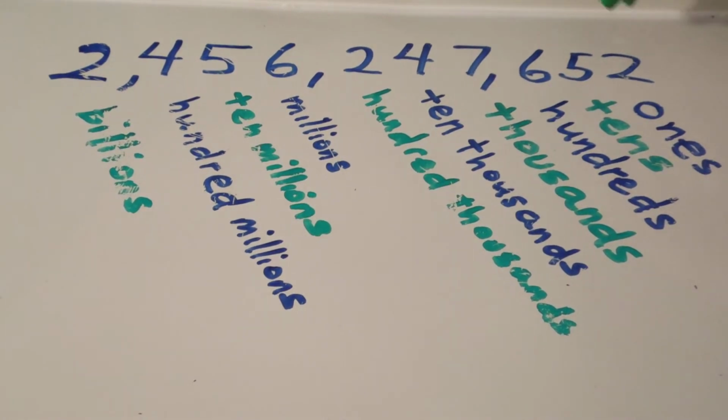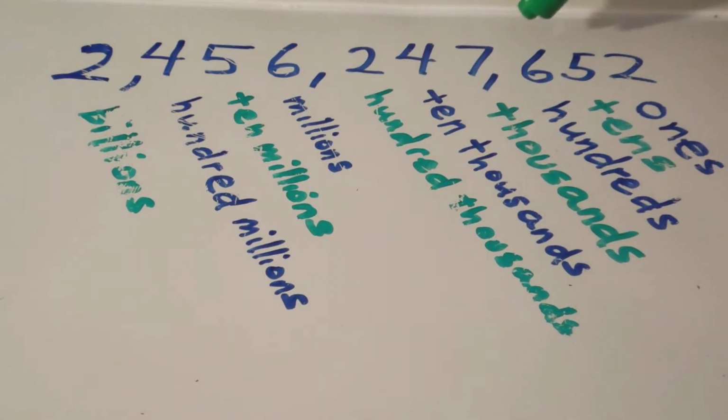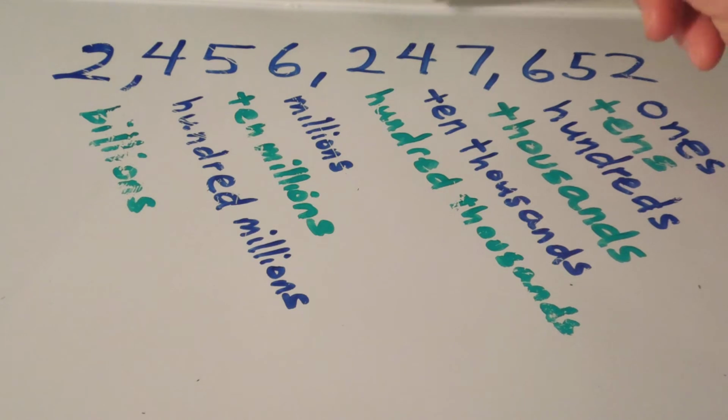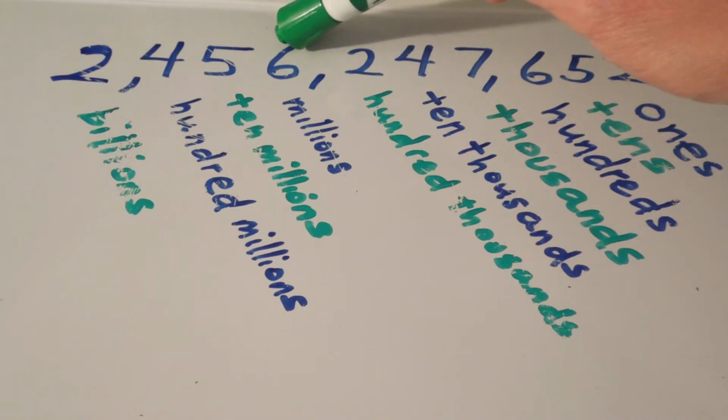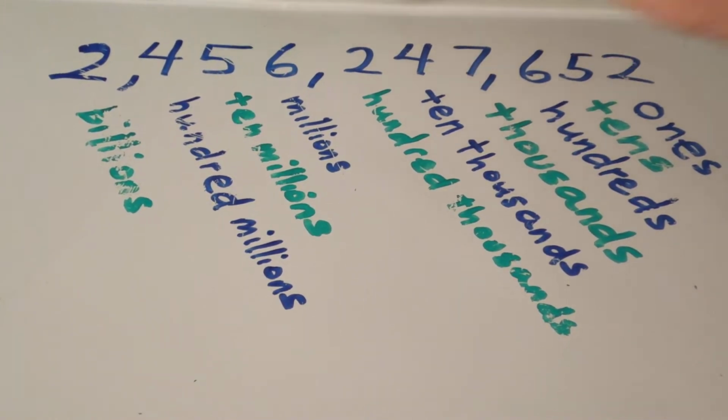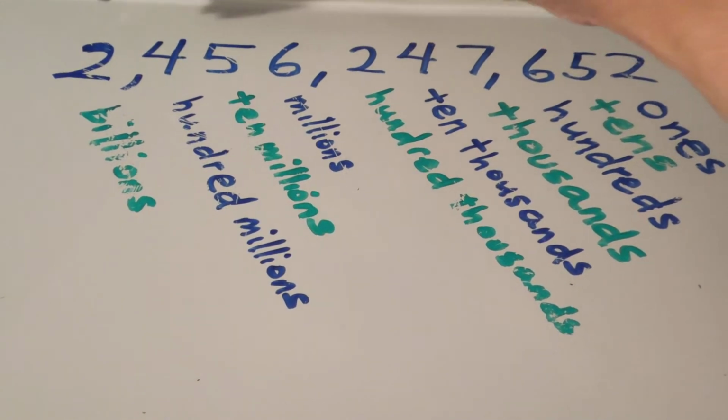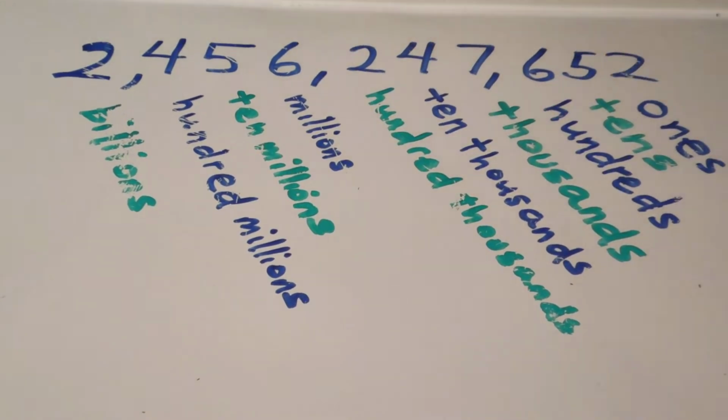Ones, tens, hundreds, thousands, 10,000s, 100,000s, ones, tens, hundreds, thousands, 10,000s, 100,000s. Then comes the millions, followed by 10 millions. Then comes the 100 millions, followed by the billions.